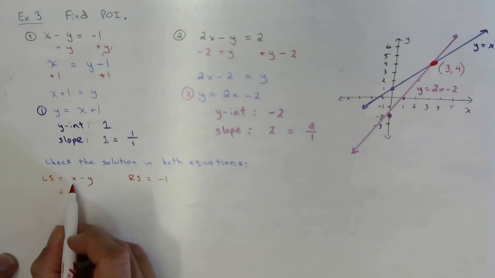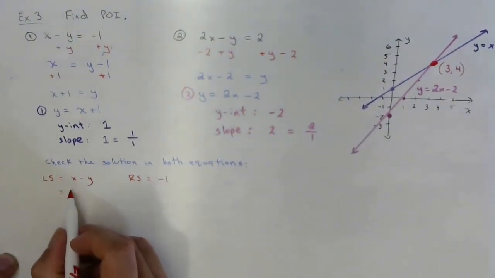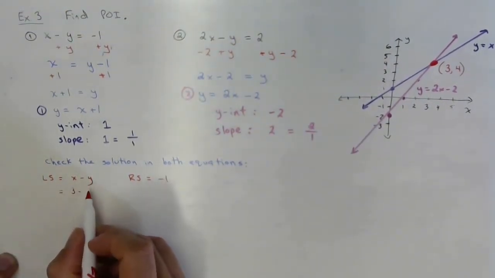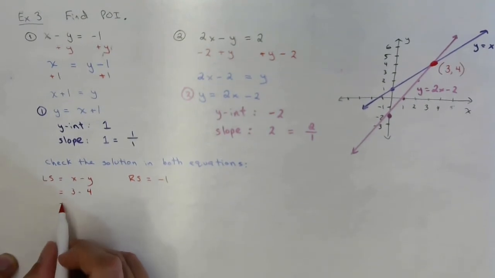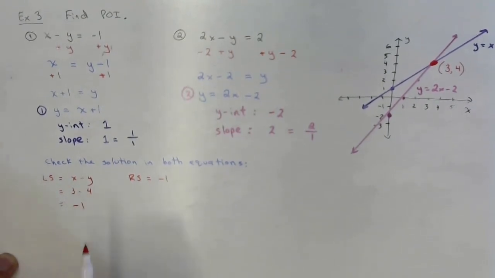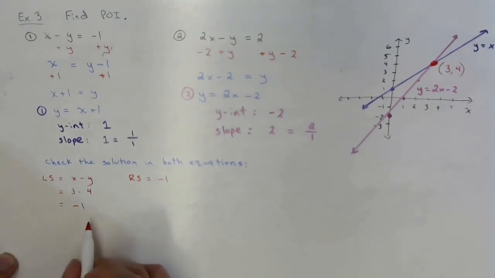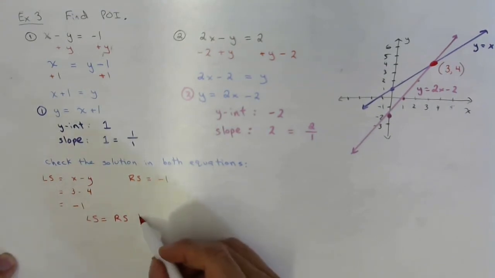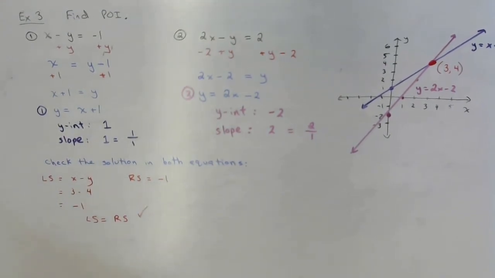I'm going to put in a 3 for x and a 4 for y, and I'm going to see what I get. 3 take away 4 is -1. Did I get the same on the left side of the equation and the right side of the equation? Okay, if I can say that left side equals right side, and this is how we would do it often, then I know that it satisfies that equation.